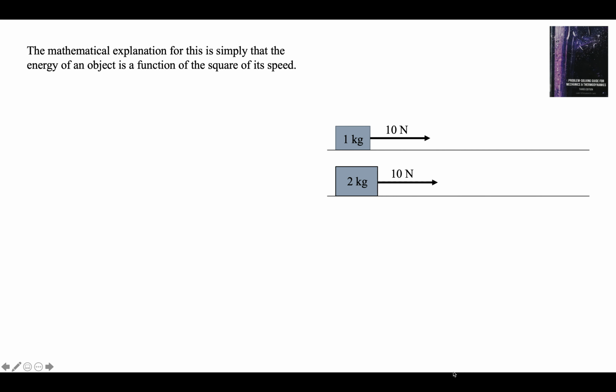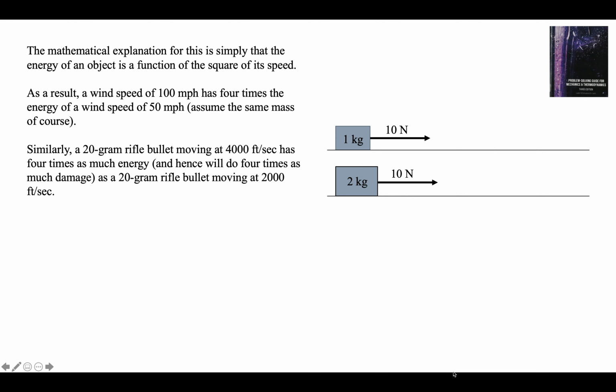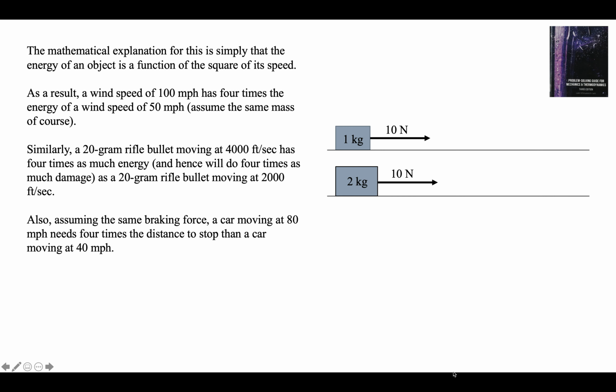The energy an object has is a function of the square of its speed. The kinetic energy is 1/2 mv squared. So if there's a windy storm, wind speeds of 100 miles an hour are 4 times as energetic, everything else equal, as a wind speed of 50. A 20-gram rifle bullet moving at 4,000 feet per second will do 4 times as much damage as a 20-gram rifle bullet moving at 2,000 feet per second. With the same braking force, a car moving at 80 miles an hour needs 4 times the distance to stop as a car moving at 40 miles an hour.